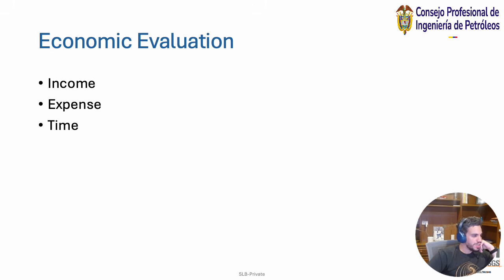So the way they do this is they go through an economic evaluation, and what that is, is that they want to evaluate what the income is, what the expenses are, and how long it's going to take, right? So these are the three variables, you can say, in almost every equation related to economics: we're essentially trying to solve for income and expense for a given period of time, right? So economic evaluation revolves around those three.